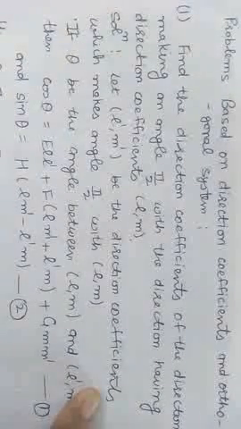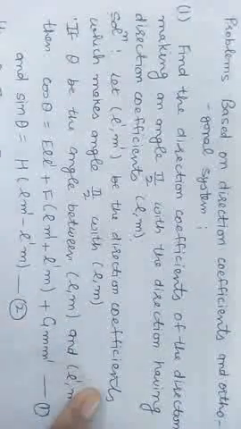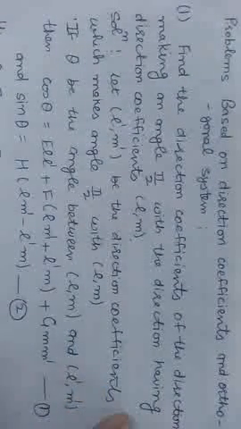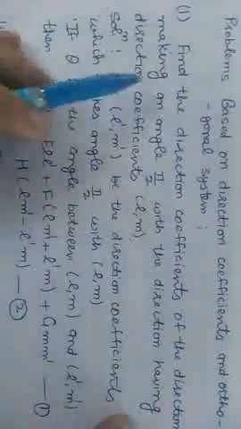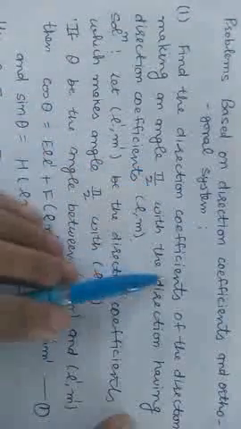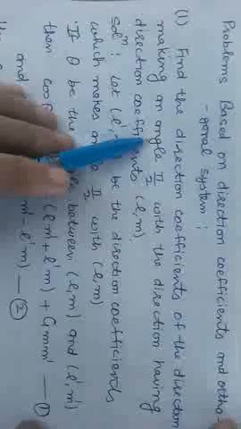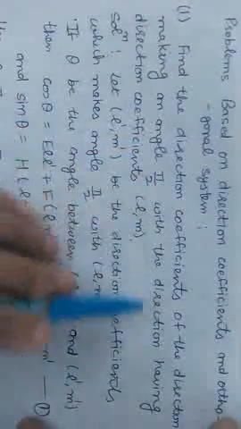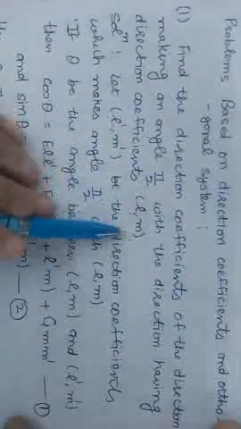Good morning, students. Yesterday we discussed the direction coefficients of a direction on a surface, and today we will discuss some problems based on direction coefficients and orthogonal systems. So the first problem is: find the direction coefficients of a direction making an angle pi by 2 with the direction having the direction coefficients l and m.